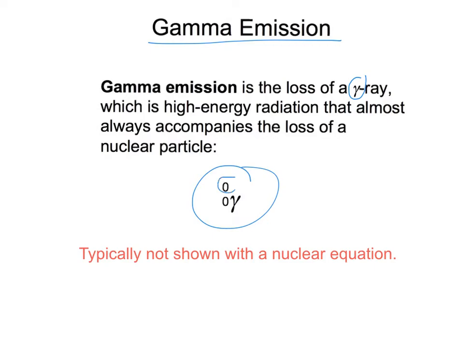And because it's just energy, it has no mass, it has no charge. So typically this is not shown in the nuclear equation, as you just saw in our last examples. I didn't have this written there because it's usually not shown, but this is gamma emission. If you're a fan of superhero comics and stories, this is usually what gives them their superpowers, gamma radiation.